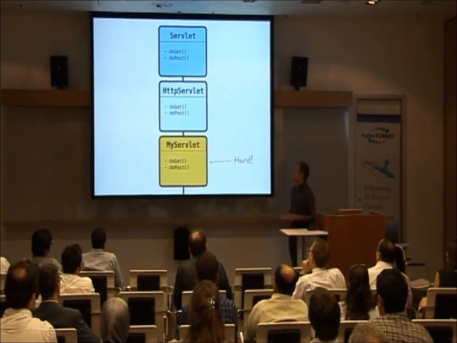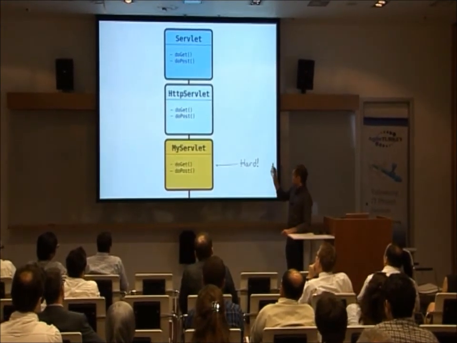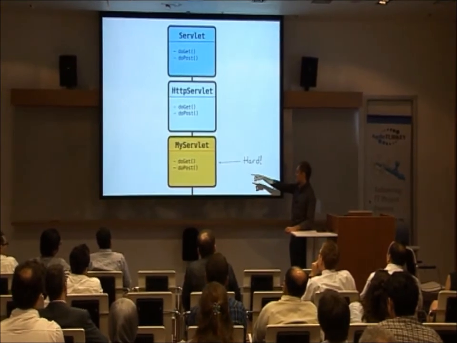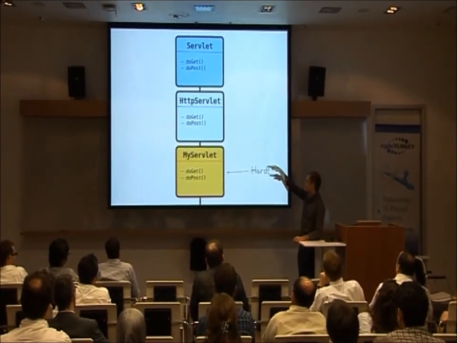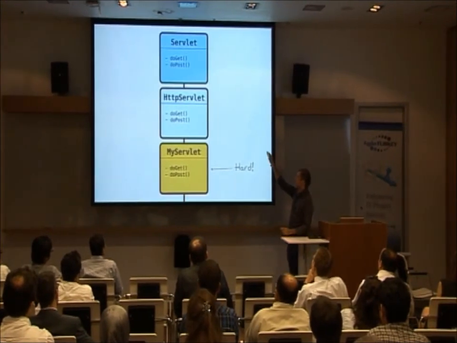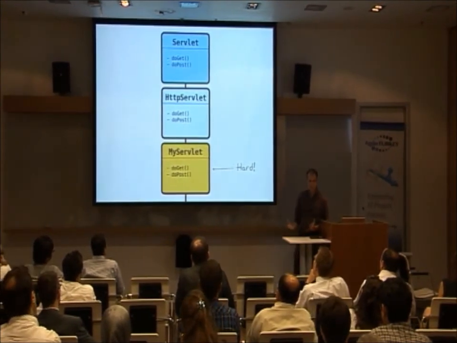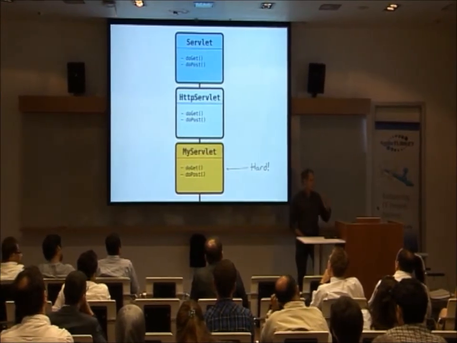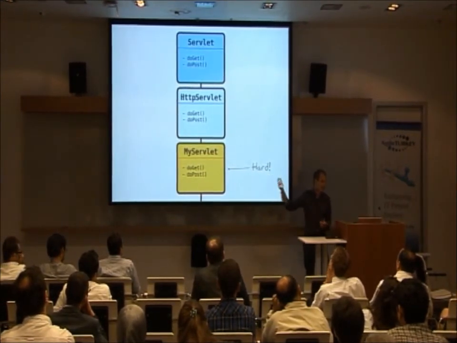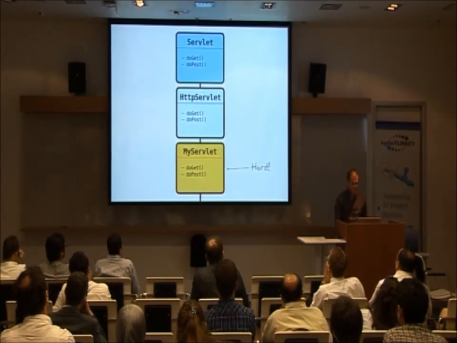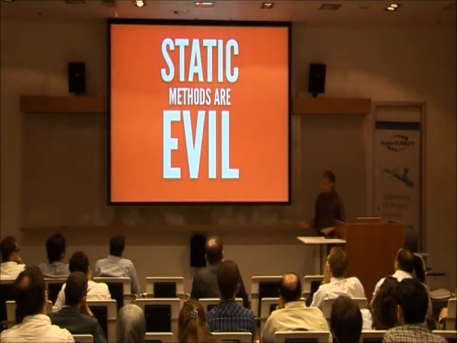In the Java world, this is Java Web. It gets very hard when you want to test a Mars server here at the bottom because you have inherited all the other layers of servlet and HTTP server that do stuff. They probably, when you build them, go to the database, or they go to the IO system, or they go to PayPal and put money on somebody else's account. It's terrible. Anyway, static methods are evil.